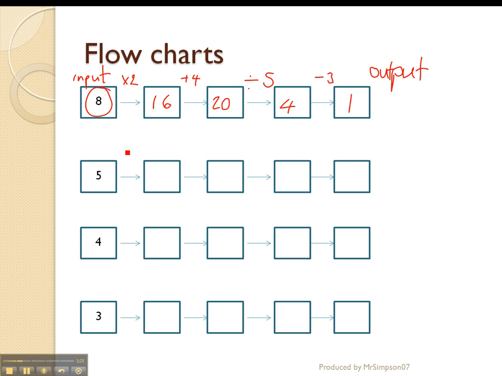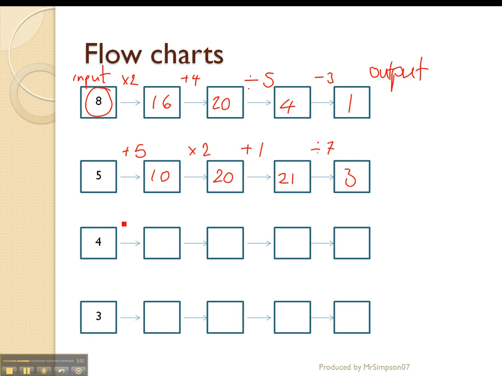Let's have a look at another example. We'll put in some operations: plus 5, times 2, plus 1, divided by 7. In this case, our input number is 5. 5 plus 5 is 10. Times that by 2 is 20. Plus 1 is 21. 21 divided by 7 is 3. So our output number is 3.